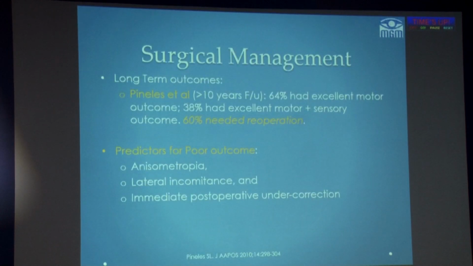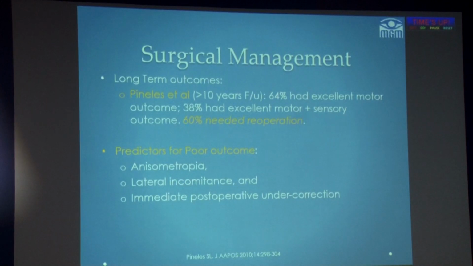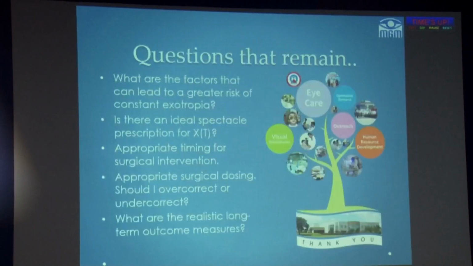Coming to the long-term outcomes, if you look at the initial presentation, they are not very good. Only 38% had an excellent motor plus sensory outcome after 10 years, and around 60% needed reoperations. Anisometropia, lateral incomitance, or immediate postoperative undercorrection are things you can look out for as predictors of poor outcome.